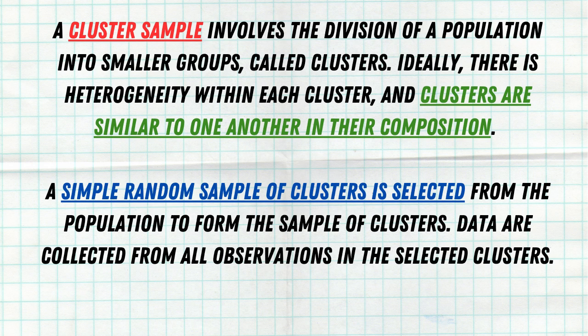So this is actually the opposite of stratified. What we have is groups, but these groups are heterogeneous within, which means they're very similar in between. So all of the different clusters we're making are nice mixes of your population, which means that they're all very similar between, very different within. A simple random sample of clusters is selected from the population to form the sample of clusters. Data are collected from all observations in the selected clusters.